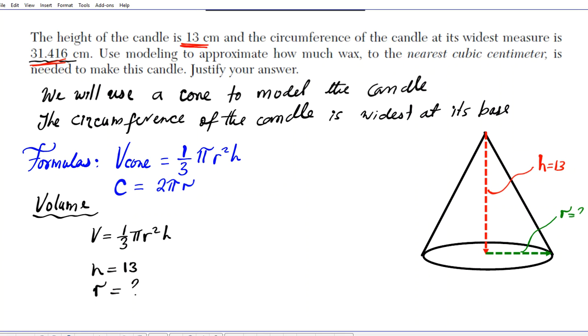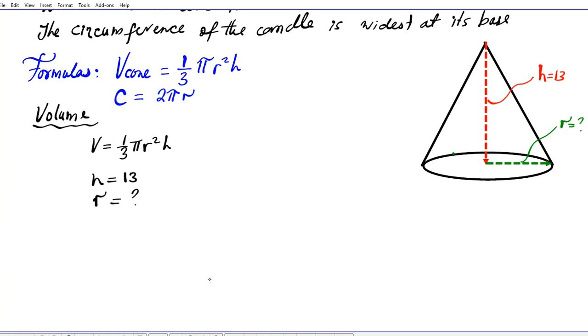So what's going to help us to figure that out? Well, we have a clue, which is the fact that the circumference of the base is 31.416. So the distance around this base is 31.416. And a component in computing the circumference of the base is a radius. So we're now going to use the second formula to find what r is. Let's write that down. Find r first.